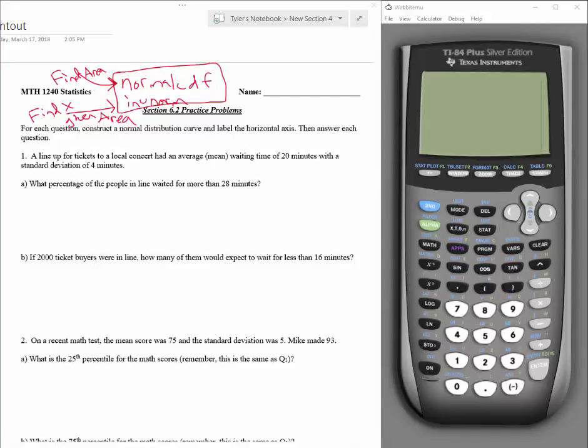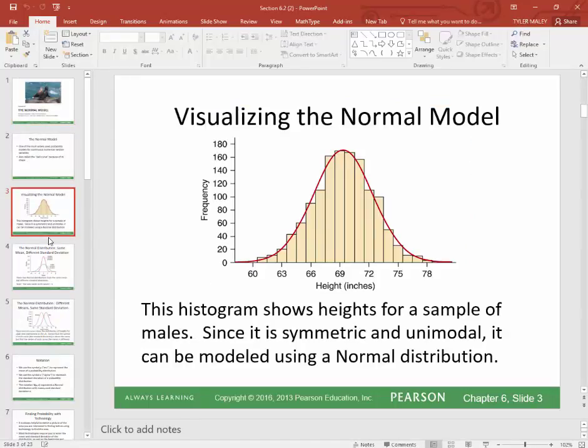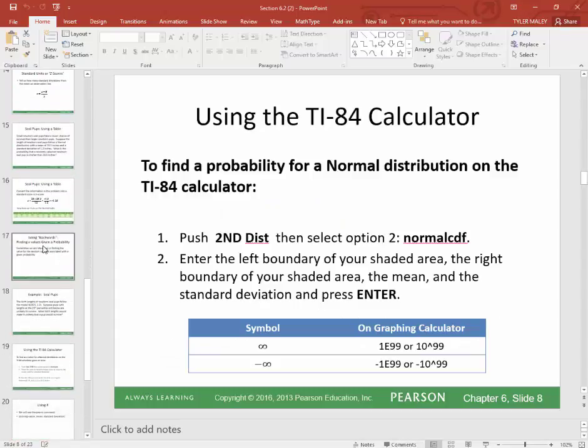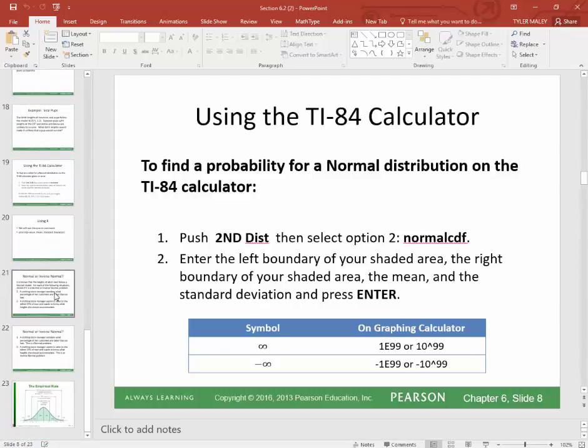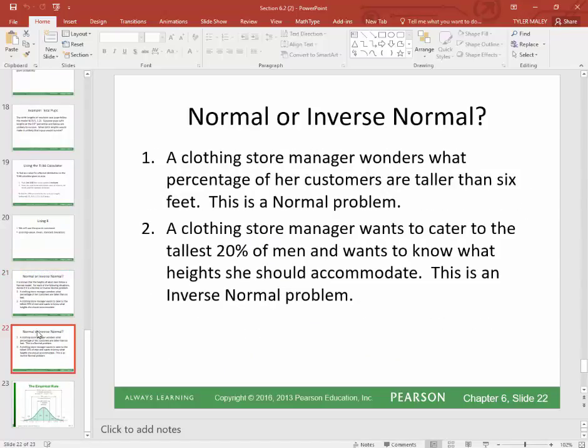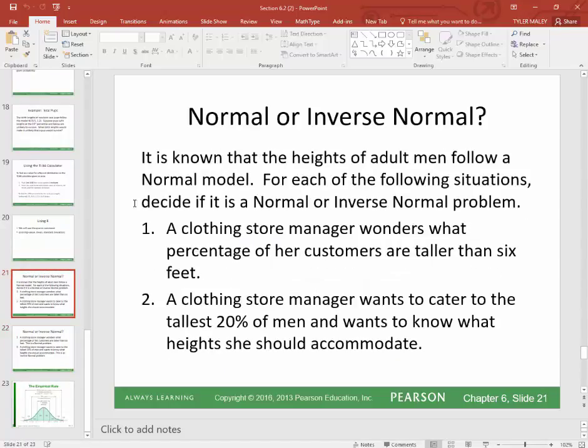So if you look at the section 6.2 PowerPoint slides, I can pull these up really quick. Let me download them. Right, so in the 6.2 lecture slides, we actually went through scenarios of should we use normal or inverse normal, right? So towards the end, a couple of slides. So don't forget how to identify those, right?